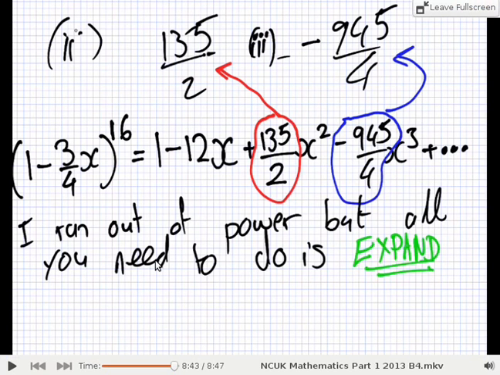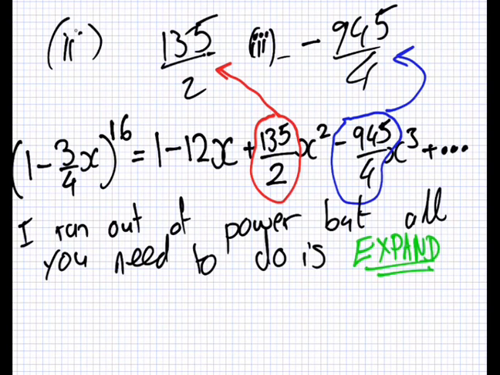Not much to do here. I just found out that the power was 16, that the n was 16, so I went back and put 16 into my binomial and I expanded, and that's exactly what I wrote on the board. I just expanded directly by using the C function on a calculator, so not too difficult to do.